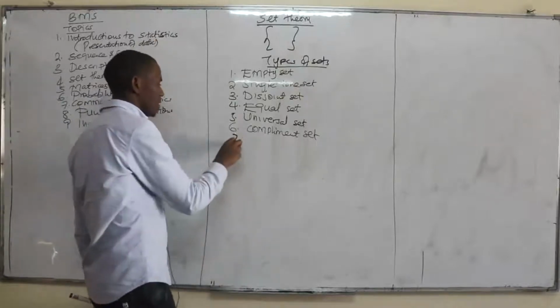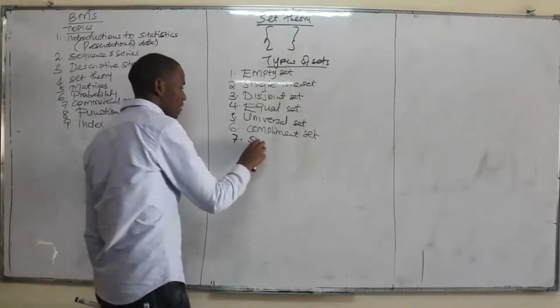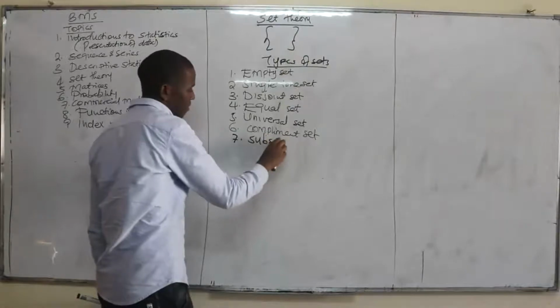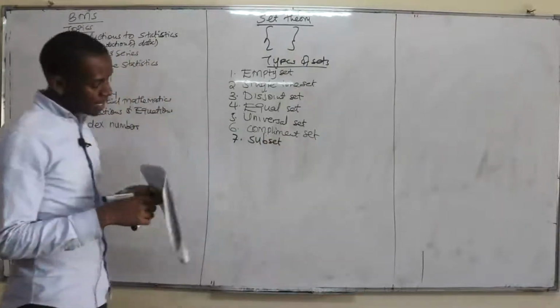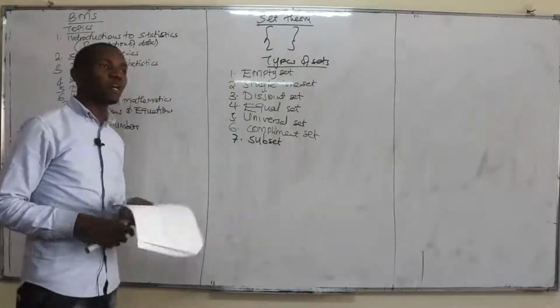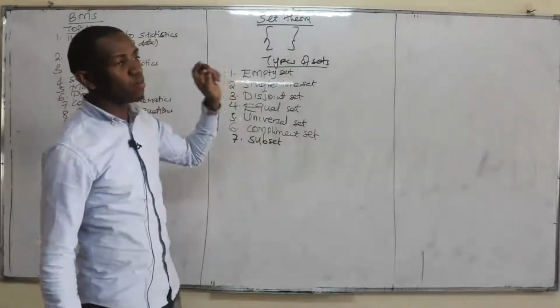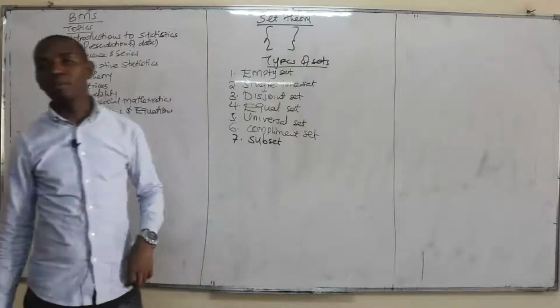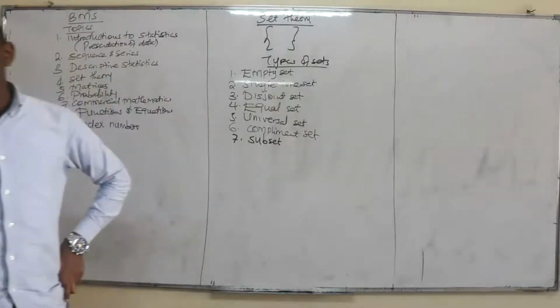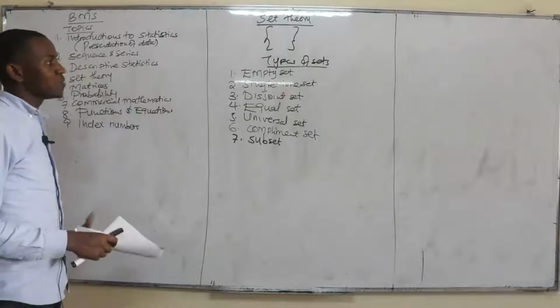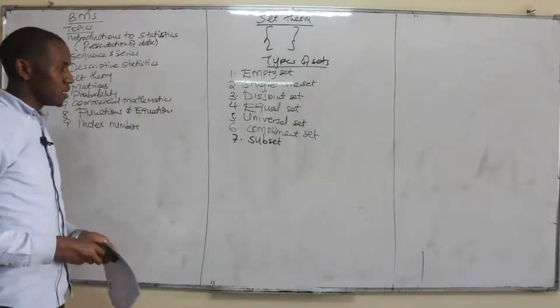Then number seven, we have subset. A set is said to be a subset of another if all its elements are also members of the other set. That is what we mean when we talk about sets.